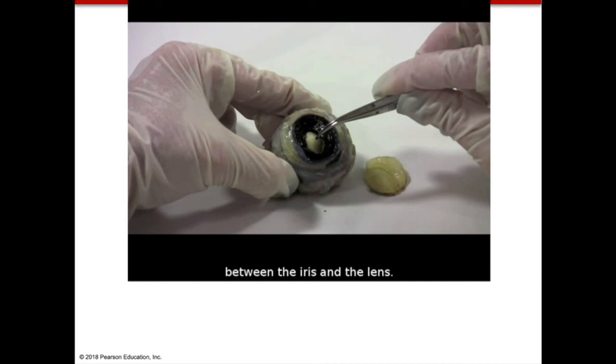Okay, so these videos will help to a certain extent because they allow us to see the cow's eye, but note that the eyes are not fresh. They've been conserved in a certain liquid, which alters the anatomy a little bit.